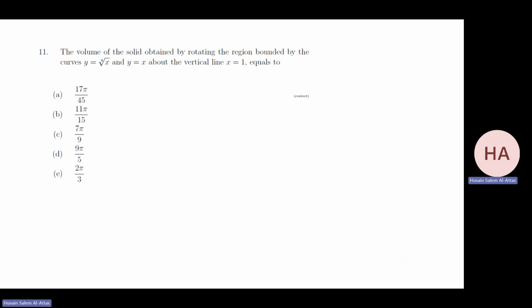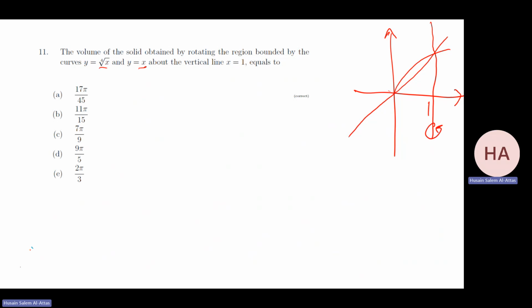The volume obtained by rotating the region bounded by the fourth root of x, which I think it will do something like this, and y equal x, about the line x equal 1. They intersect at x equal 1. So about this line. This will be my axis of revolution. Okay. Let me do the line. I want the line to be parallel to this. That will be my line.